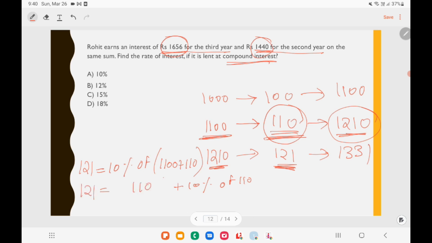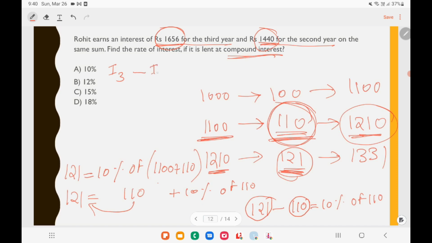So we got 121 is equal to 110 plus 10% of 110. So I am taking this 110 to the other side. It will become 121 minus 110 is equal to 10% of 110. So 121, what is 121? It is the interest in the third year. What is 110? It is the interest in the second year. Okay. So here what we got? Interest in the third year minus interest in the second year is equal to 10%, which is the rate here, into interest in the second year.